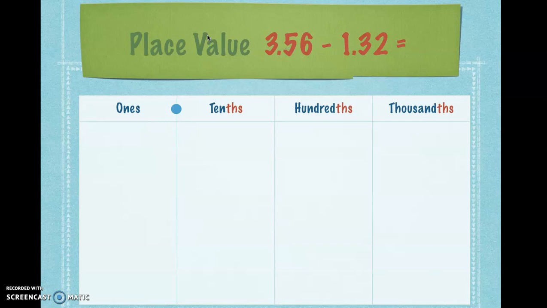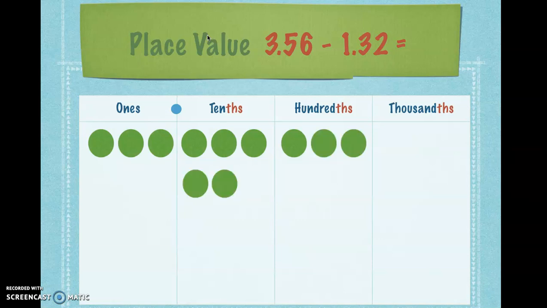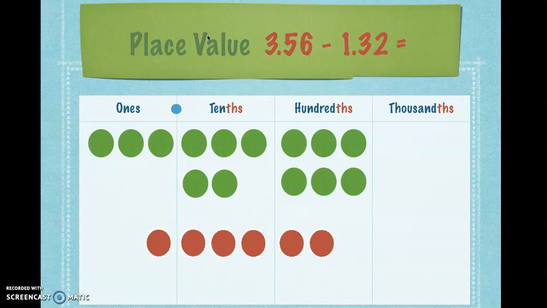Now, how we're going to use this in our subtraction sums is as follows. So 3.56 take away 1.32. And today I want us to think of subtraction as the difference. So the difference between these two numbers. And when all the digits in the first number are larger than our second number, it's quite easy. So we have 3 wholes, 5 tenths, and 6 hundredths. And we want to find the difference between 1 whole, 3 tenths, and 2 hundredths.